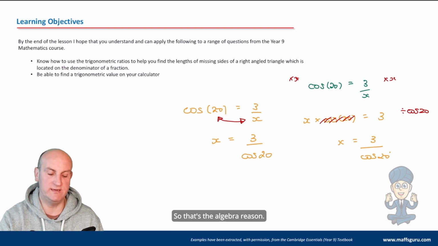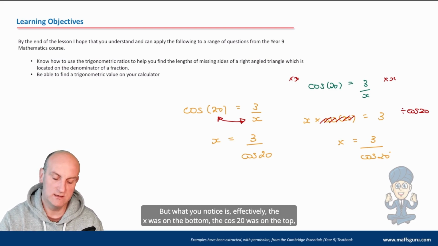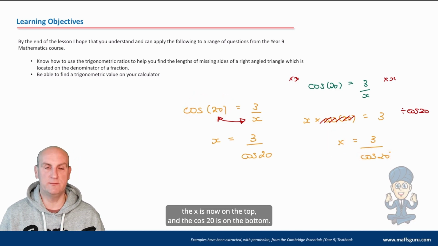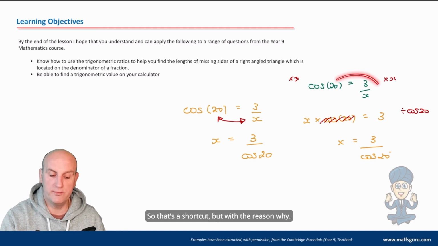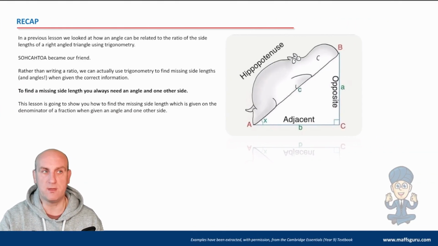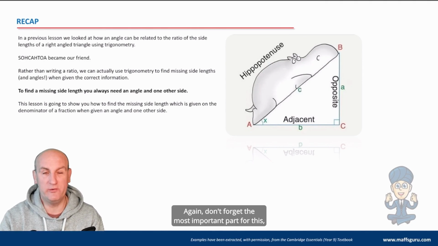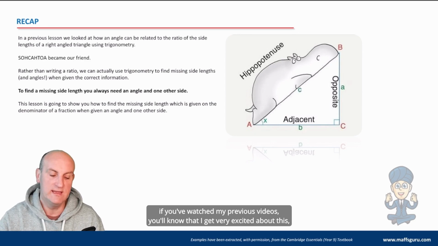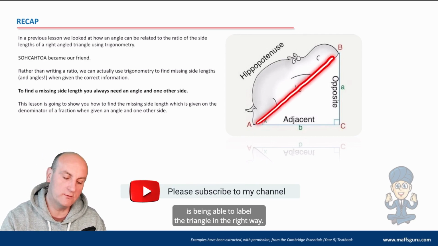So that's the algebra reason. But what you notice is, effectively, the x was on the bottom, the cos 20 was on the top, the x is now on the top, and the cos 20 is on the bottom. So that's a shortcut, but with the reason why. That shortcut becomes really handy. Okay, again, don't forget, the most important part for this, if you've watched my previous videos, you'll know that I get very excited about this, is being able to label the triangle in the right way.